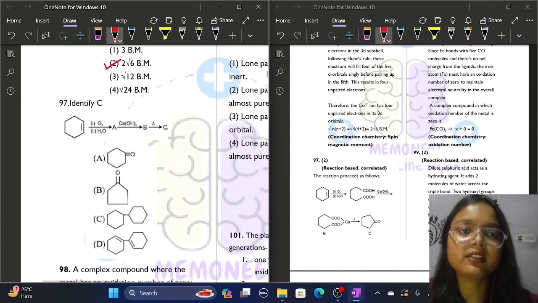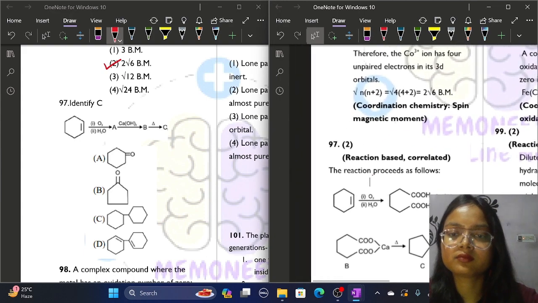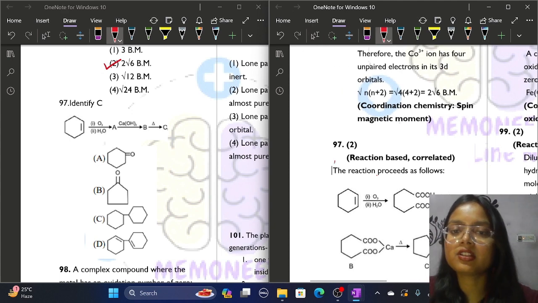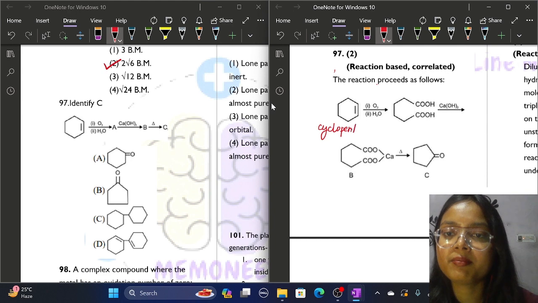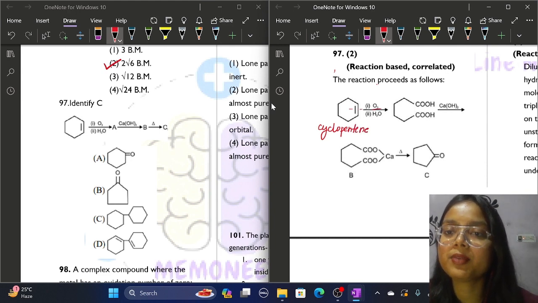Question number 97. So what happens in question number 97? This type of structure is given, which is cyclopentene, which on reaction with ozone, this bond breaks and this type of structure is formed, which again on reaction with calcium hydroxide.